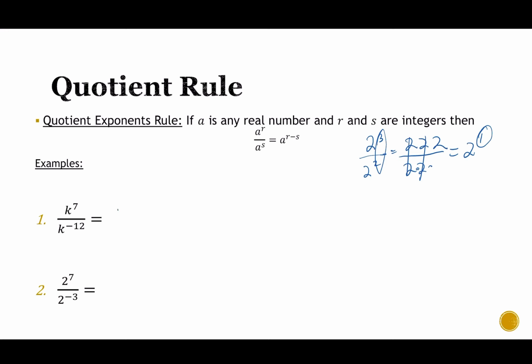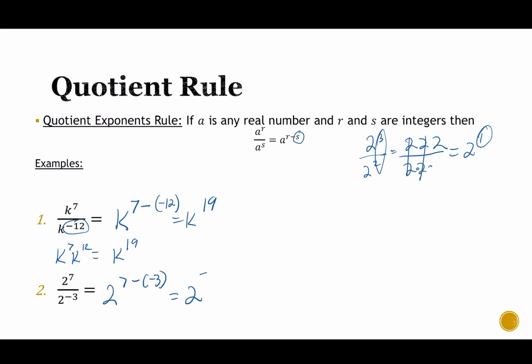So this also works if I have negative exponents, right? If I have k to the 7th divided by k to the negative 12th, that's k to the 7 minus s. Well, s is negative 12. That would give me k to the 19th. Now you might have been tempted to use the rule to push that to the numerator. That would have given you k to the 7th times k to the 12th, and it would have gotten you to the 19th as well, right? So if I have 2 to the 7th over 2 to the negative 3, that's 2 to the 7th minus a negative 3. Two negatives make a positive, so I have 2 to the 7 plus 3, which is 2 to the 10th.